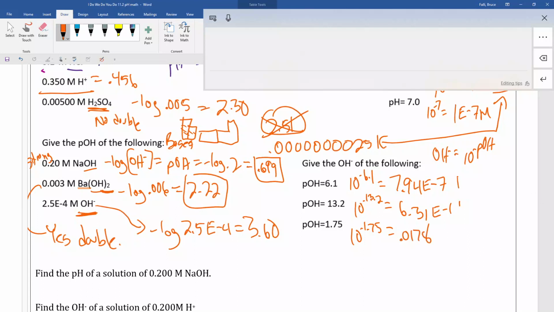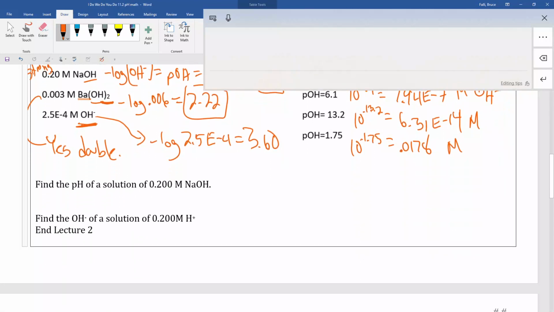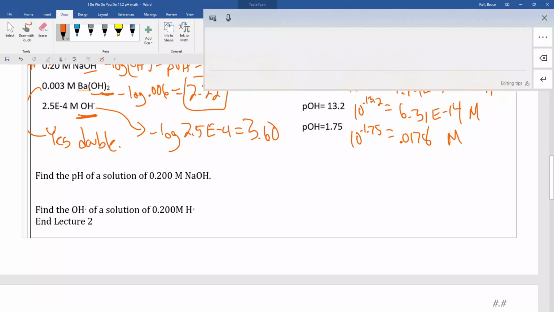And remember, these are molarities of OH negative, and I almost missed a point. Oh no, my pen didn't write. This was negative 14. Okay. So that's not too bad. Just throw them in there. It's just math.